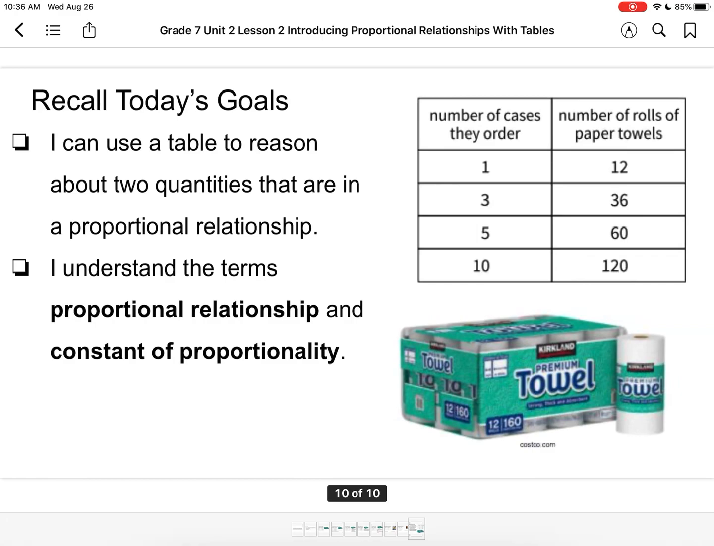So in today's lesson, you learned how to use a table to reason about quantities in a proportional relationship, and you learned that proportional relationship means that all the ratios are equivalent, and that the constant of proportionality is just the number that you multiply one quantity by to get the other.